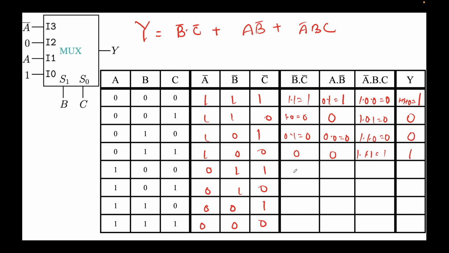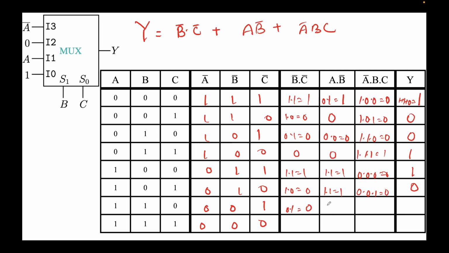Right. B bar C bar is 1 times 1, which is 1. A dot B bar is 1 times 1 again, which is 1. And A bar BC is 0 dot 0 dot 0, which is 0. 1 plus 1 plus 0 is 1. Right. B bar dot C bar: 1 times 0 is 0. A dot B bar: 1 times 1 is 1. A bar is 0, times B is 0, but C is 1, so this turns out to be 0. This is a bit tedious, but we have to do these things. So this might look boring, but you have to do it with your own paper and pen.